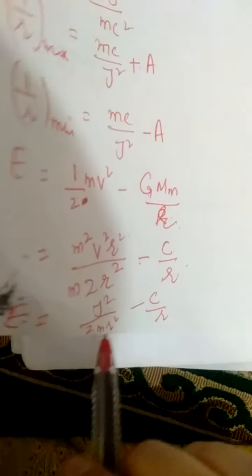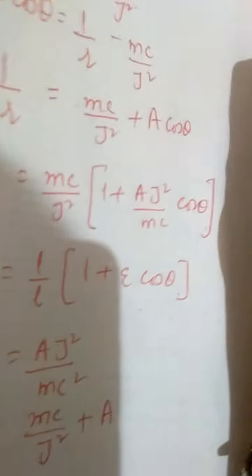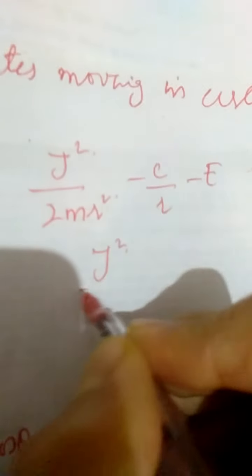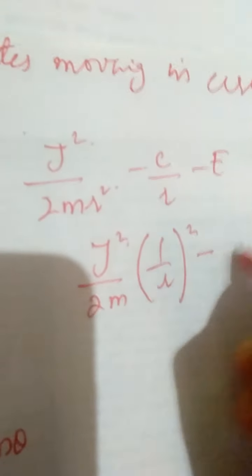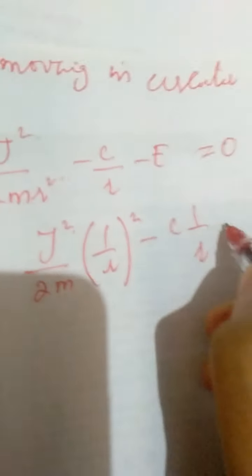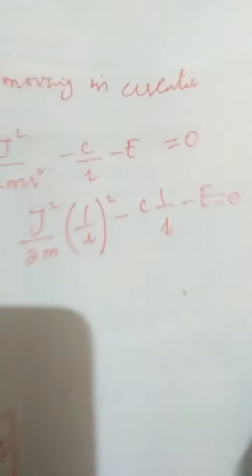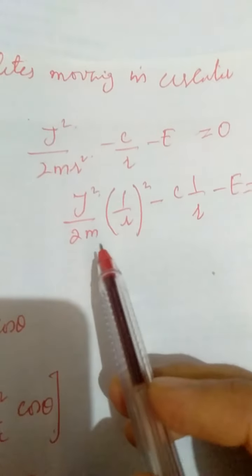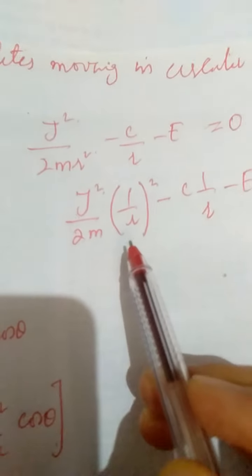Then again you have this minus c by r term, and then you have this minus e. This is going to be 0, right? So all you have obtained is that j square by 2m times 1 by r square minus c times 1 by r minus e is equal to 0. So you can easily identify it with the quadratic equation in terms of 1 by r, right?